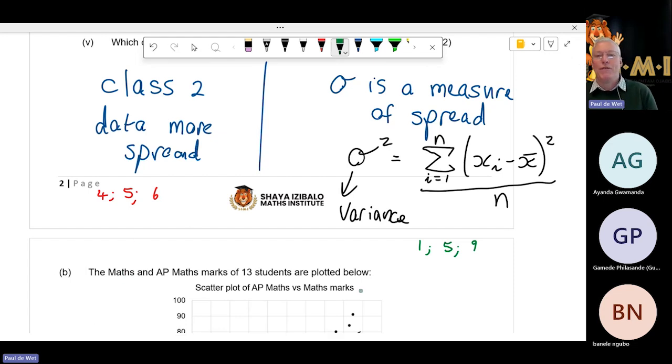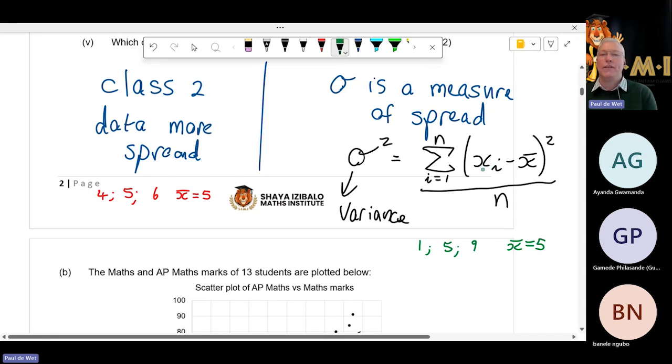Okay, for both of them, if we add them up and divide by 3, we get the same mean. This one, the average, 4, 5, 6. If you add them up, you get 15. Divide by 3, you get 5. This one over here, 1 and 5 and 9, you add them up, you get 15. You divide by 3, you get 5. Now I want you to look at what the formula says. The formula says you take each number, you minus the mean, you square the result, you add them together, and then you divide by how many there are.